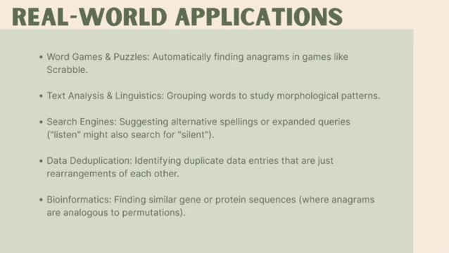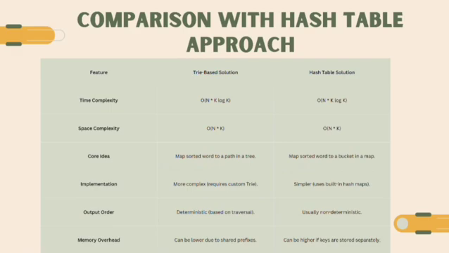Compare the tree-based solution and the hash table solution. Both have similar time and space complexity. The tree maps the sorted word into a path in a tree, while the hash map uses a bucket solution. Trees are more complex to implement but provide a deterministic output and can save memory with a shared prefix. Hash tables are simpler but may use more memory and give non-deterministic order.